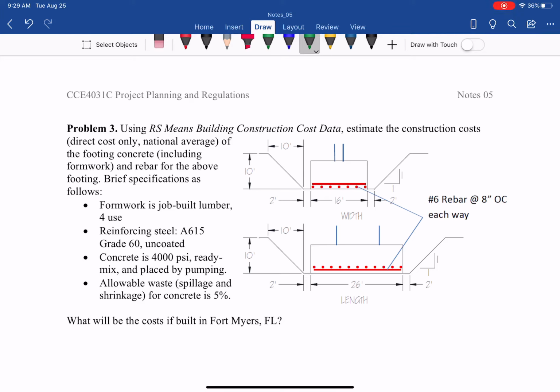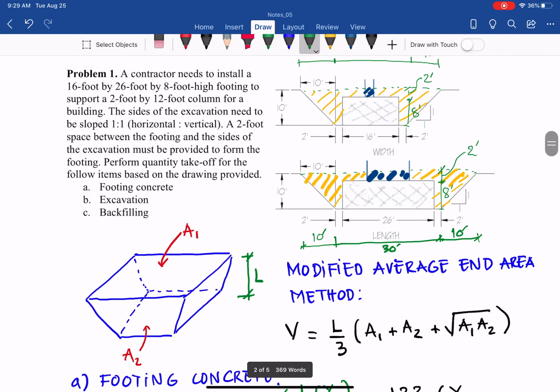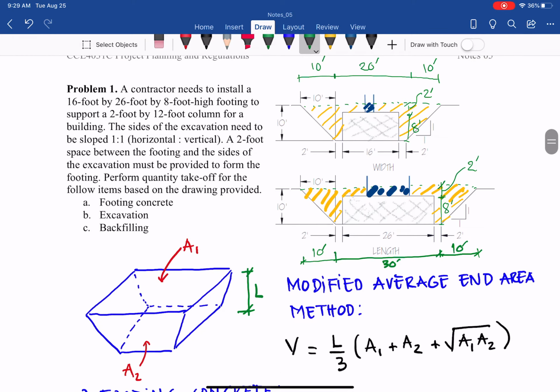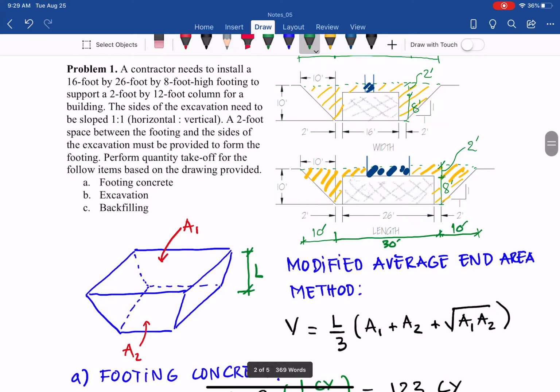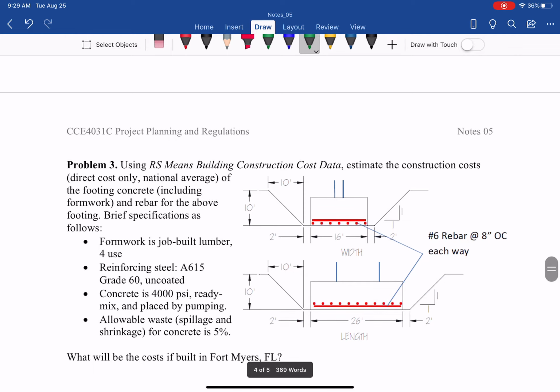Problem 3 requires us to estimate the construction costs, direct cost only, national average. What are direct costs? See the previous lesson video, which explained that with the footing concrete. And for this footing concrete, we did the quantity takeoff in problem 1. If you recall, go to the previous lesson video, we have that problem 1 with the same image, just add more rebar in this problem 3.